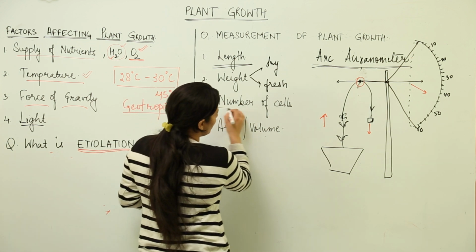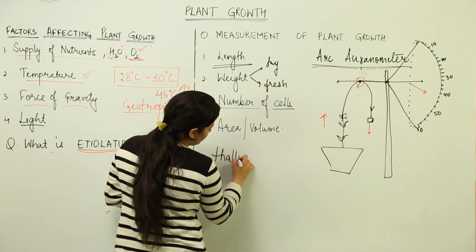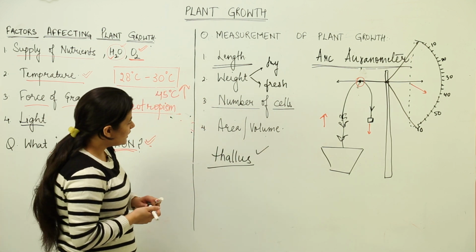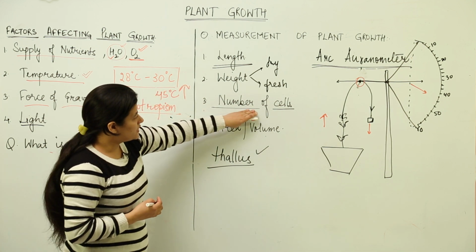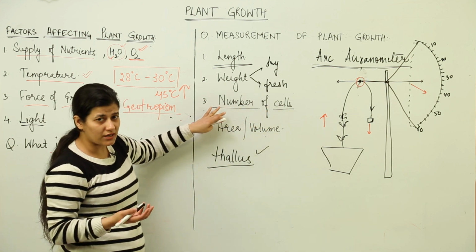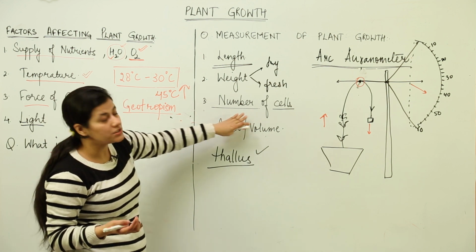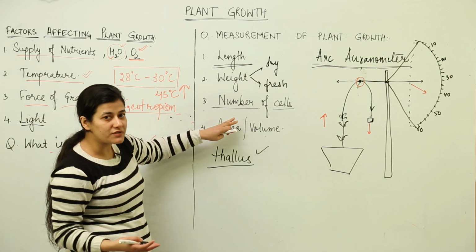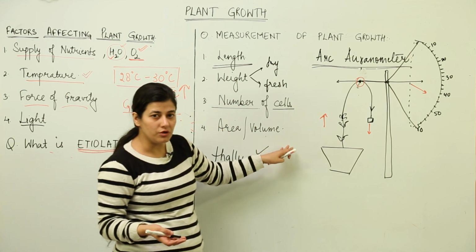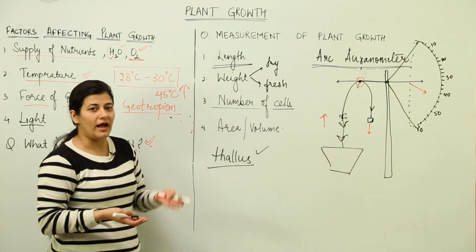Then in terms of lower plants, which are thalloid structures. You know what is a thallus? Thallus is that the plant may not have organ differentiation or tissue differentiation. In that case, we observe the increase in number of cells. There are certain plants which are unicellular or which are cellular colonies. In those plants we observe the growth in terms of increase in the number of cells, how many cells have increased in total. And the last one is area or volume, that can be taken into consideration for a particular organ or a plant or algae.